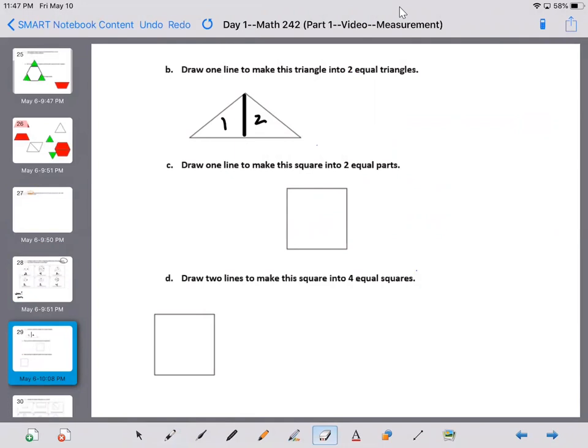Then part D says, I want you to draw 2 lines that make the square into 4 equal squares. Well, you could look at it horizontally and vertically. So there would be your 4. And then if you got your square, you could go diagonal to diagonal, which would create 4 triangles, all of equal size.